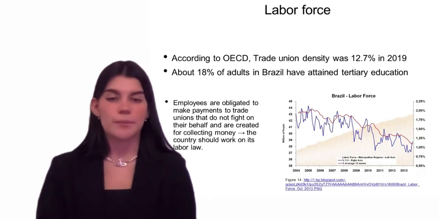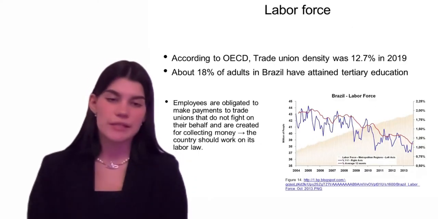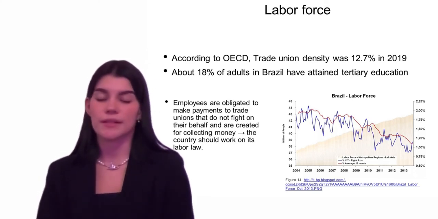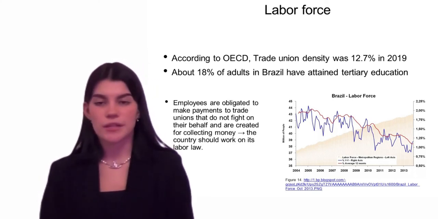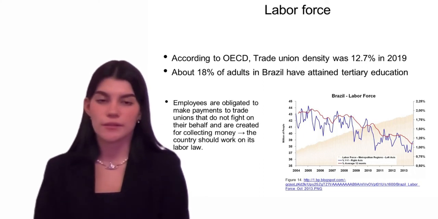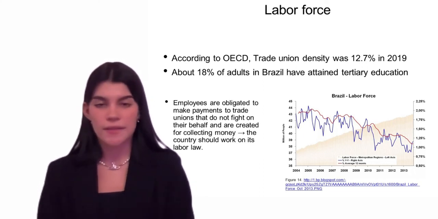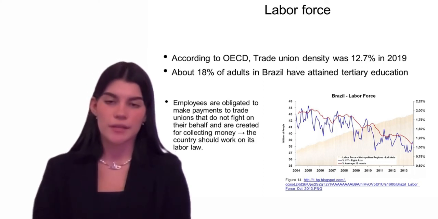Now let's move to the labor force. According to OECD, trade union density is 12.7% in 2019. Moreover, the organization says that about 18% of the adults in Brazil have attained tertiary education. This is similar to the attainment rate in Mexico.